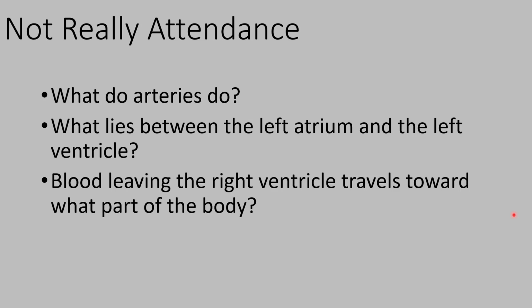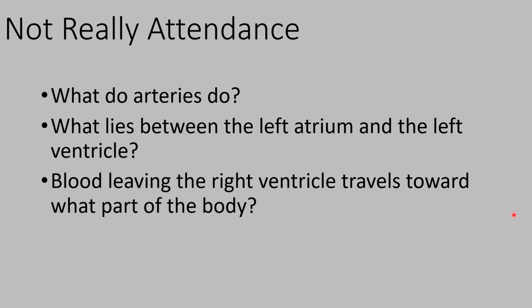Next, what lies between the left atrium and the left ventricle? As you go from the atrium into the ventricle on either side of the heart, there is an AV valve, or an atrioventricular valve. So on the left side of the heart is the left AV valve. That is the bicuspid valve, sometimes called the mitral valve. And third, blood leaving the right ventricle travels towards what part of the body? Blood leaving the right ventricle goes up into the pulmonary trunk, and it's headed towards the lungs.